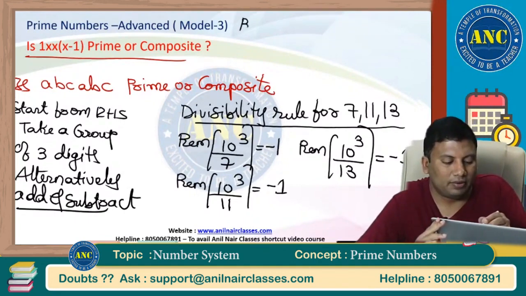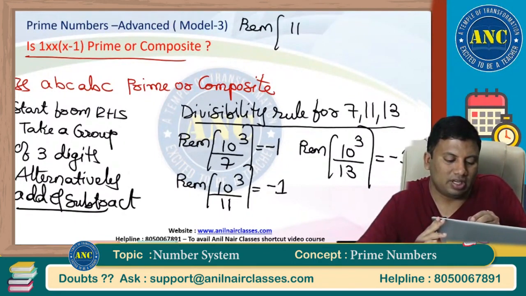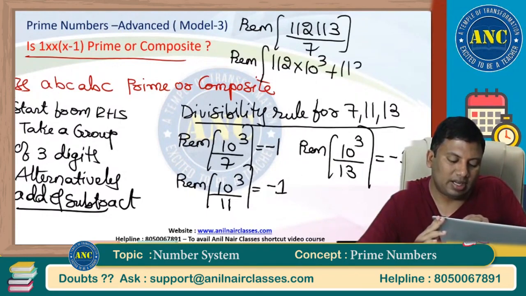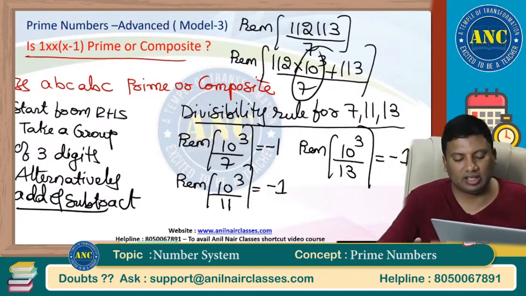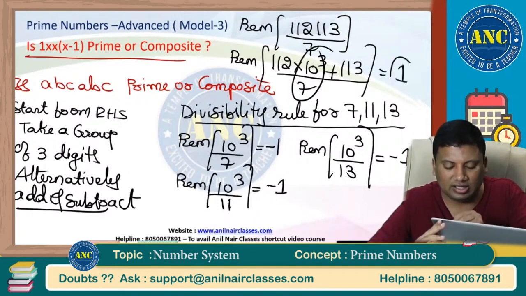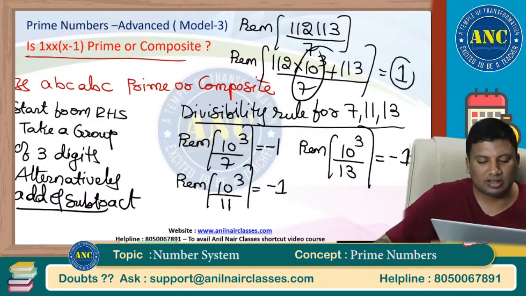One example. Suppose it is 112,113 divided by 7. These are nothing but 112 into 10 cube plus 113 divided by 7. 10 cube by 7 is nothing but minus 1. 113 minus 112, the answer is nothing but 1.